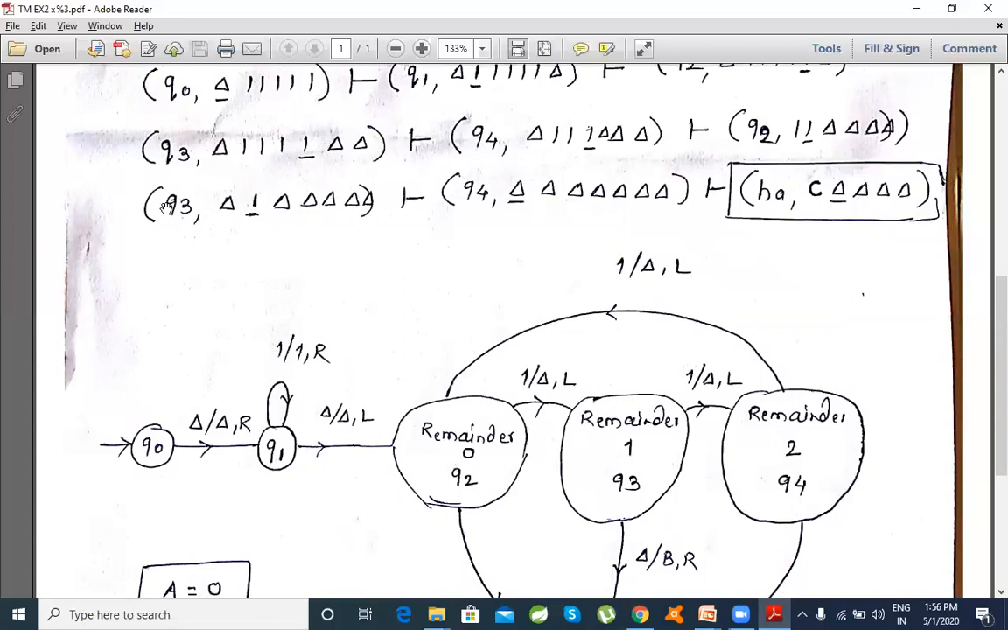Now from Q3, if a 1 exists, this is the 5th one, so I need to switch from Q3 to Q4, the next state. Okay, for 5, I suppose we have 5 elements. So this one will be replaced by null and we move towards the left. So this is the leftmost null which is available.